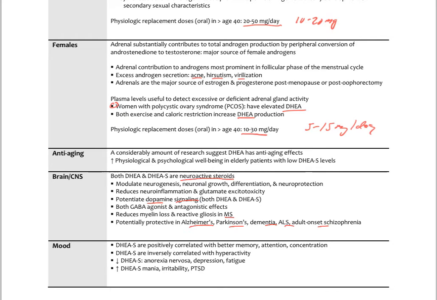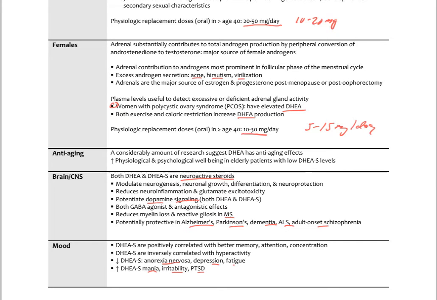Regarding mood, DHEAS levels are positively correlated with better memory, attention, and concentration. And DHEAS levels are inversely correlated with hyperactivity. So a low DHEAS, we might see more anorexia, depression, and fatigue. High DHEA, more mania, irritability, PTSD. Something to keep in mind.